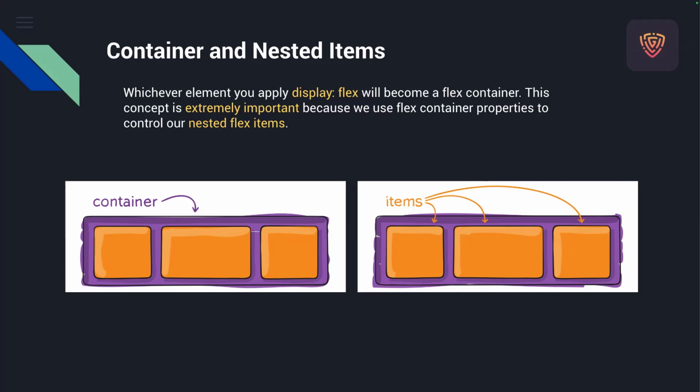So the container is where we're going to apply display flex, which would be a div, like one HTML element. And whatever is inside the container, like maybe a block of text, would resize depending on which device we're in.